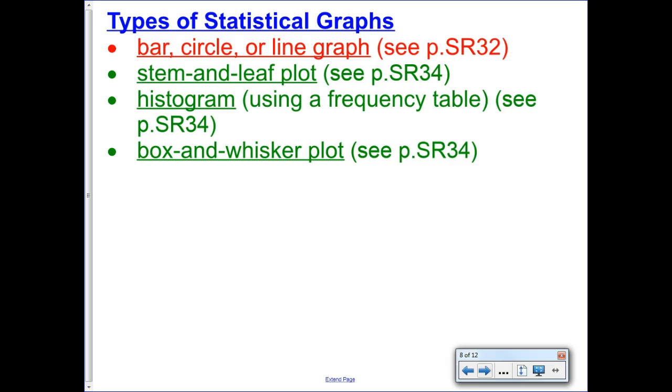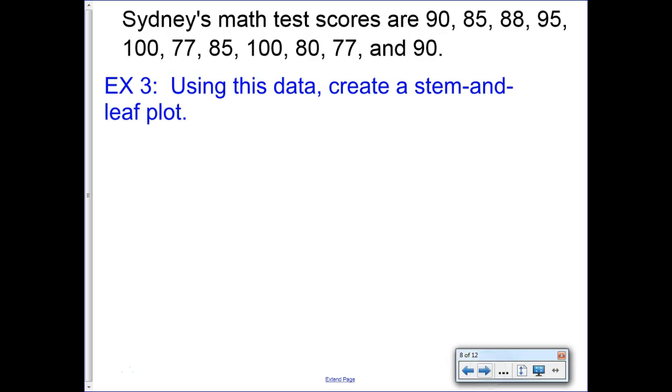Okay, some other things that we'll look at are statistical graphs, and these are things that you should have seen before. So we have a bar graph, a circle graph, a line graph, stem and leaf plots, a histogram using a frequency table, and a box and whisker plot. All of these that have page numbers, these are page numbers in your book. If you don't remember this and you don't feel like there's enough explanation, you can go back and look at those page numbers to see those specific things. But this should all be review from probably middle school.